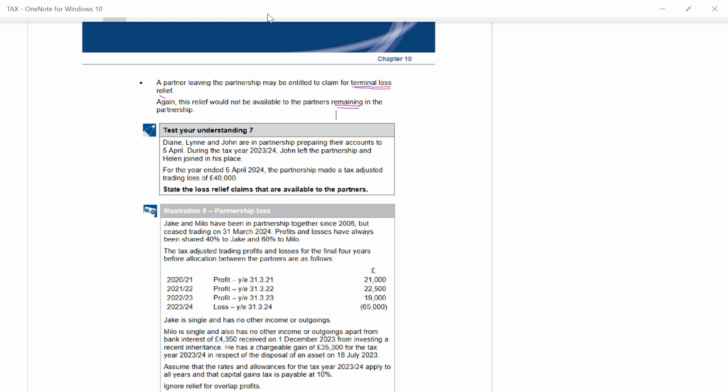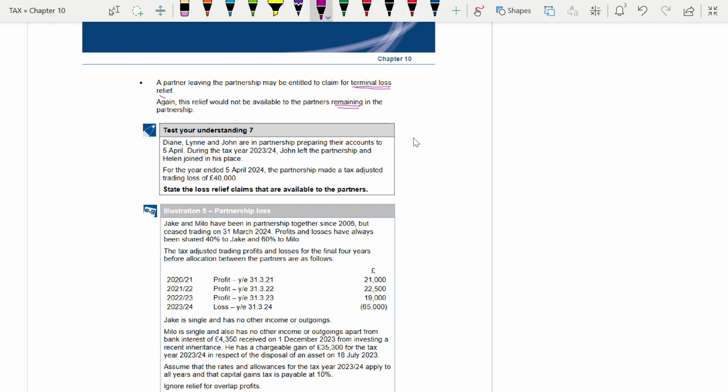Now, what have they given? Diana, Lenny, and John are in partnership. During the tax year 2023-24, John left, and another partner has joined. Helen has joined.